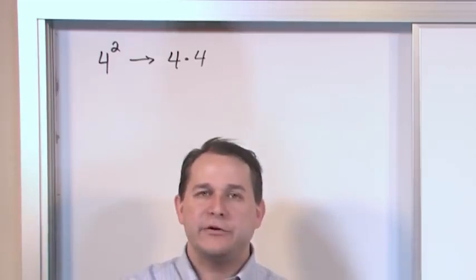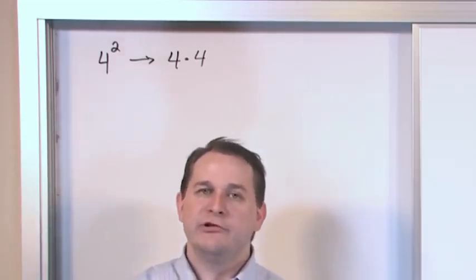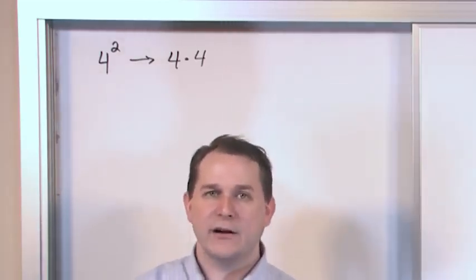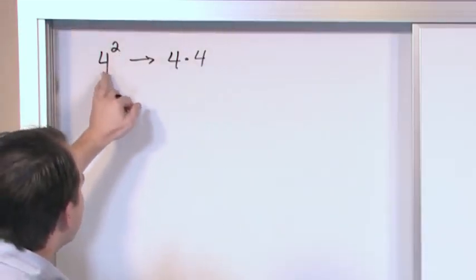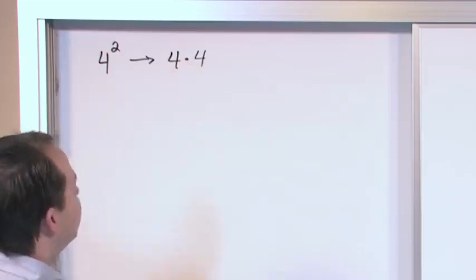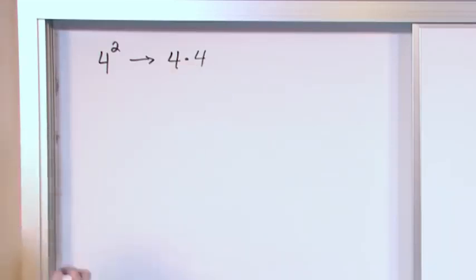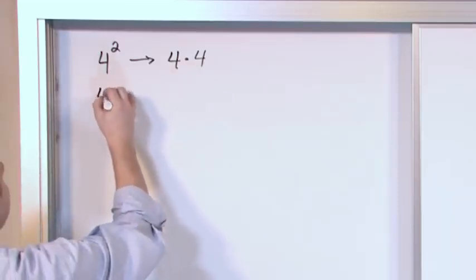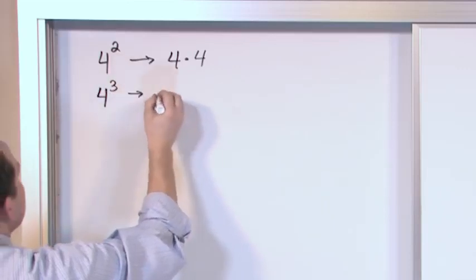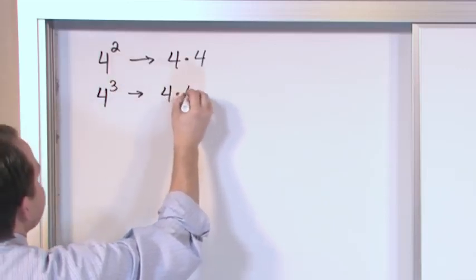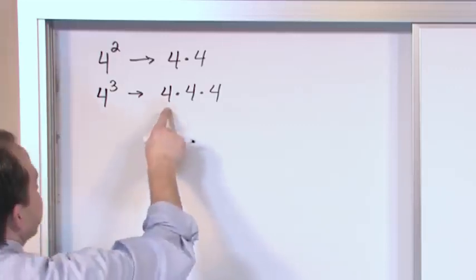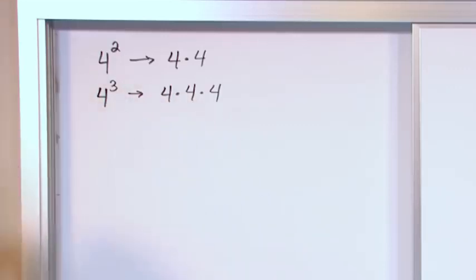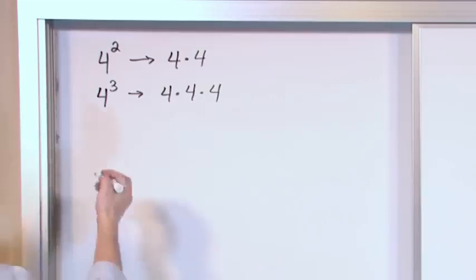So for those of you that are scared and terrified of algebra, you should look at this and realize it's something you can understand. This 2 is not magical. It is just 4 multiplied by itself 2 times, 4 squared. Likewise, 4 raised to the power of 3 would be 4 times 4 times 4, right? You multiply by itself 3 times because that's the number indicated at the top. And it can be any number you want.